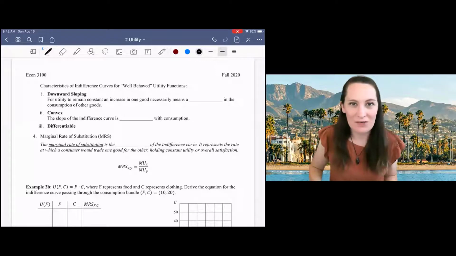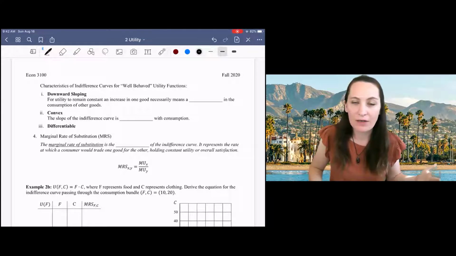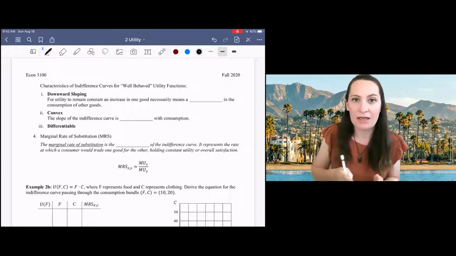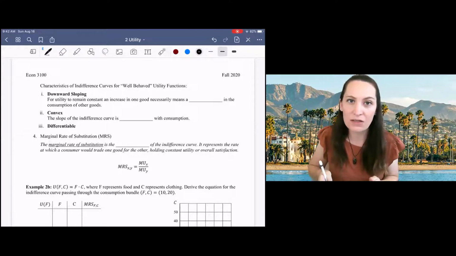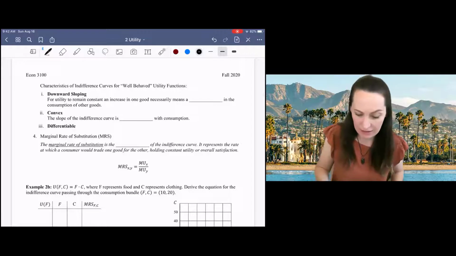Let's sum up the characteristics of well-behaved indifference curves. The indifference curve should be downward sloping, representing the trade-off between consuming one good and another good. In other words, if I need utility to remain constant as I consume more of the x-axis good, I necessarily need to consume less of the y-axis good.